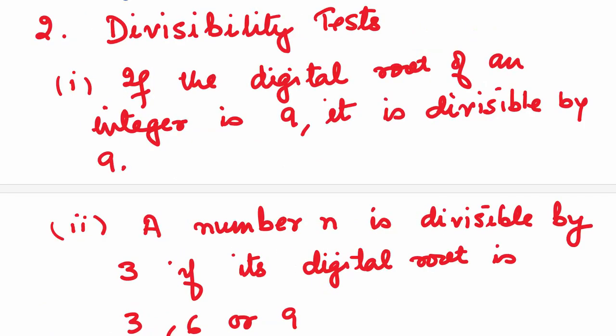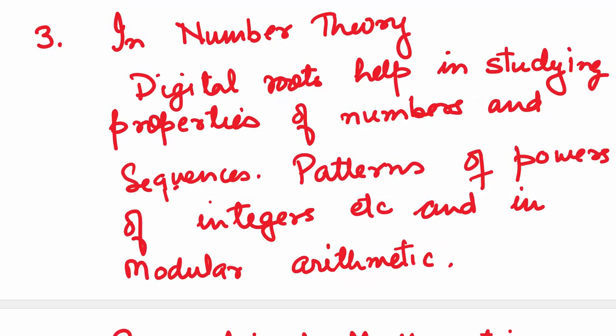We still use digital roots for checking divisibility. If the digital root of an integer is 9, it is divisible by 9. If a number n is divisible by 3, its digital root is 3, 6 or 9. In number theory, digital roots help in studying properties of numbers and sequences, patterns of powers of integers, etc., and in modular arithmetic.